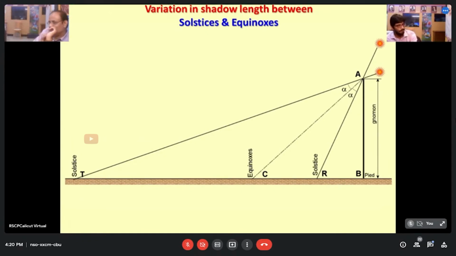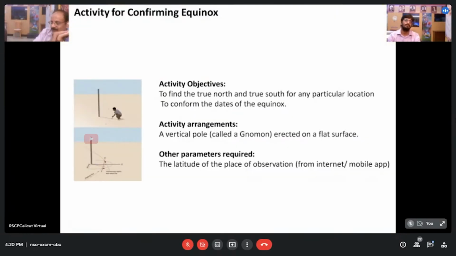To take the time, you have to do it from morning to evening judiciously. We'll show you how to measure and all those things. So the procedure is somewhat like this. You have to keep a pole on a plane surface. How do you see that the surface is plane? If you have a spirit level, you can check it, or somehow with a plumb line you can make sure of that.